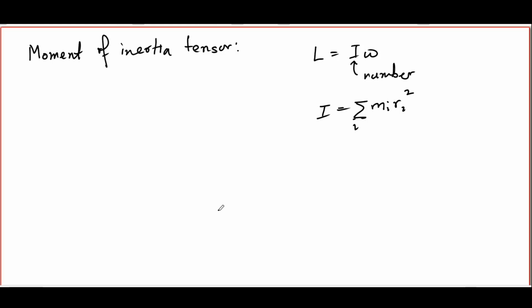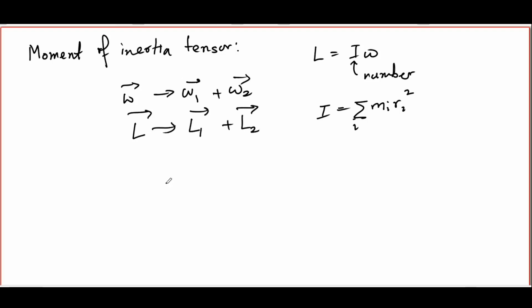In general, L is related to omega in a linear fashion. That is, if you were to replace omega by omega 1 plus omega 2, the resulting angular vector L will be replaced by L1 plus L2. That's the first step in linearity. Also, if you were to replace omega by alpha times omega, where alpha is a number, then L will become alpha times larger.